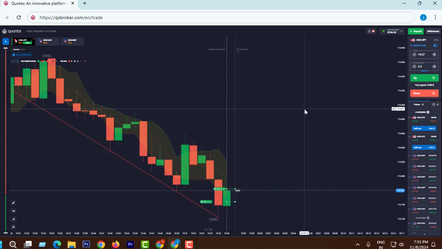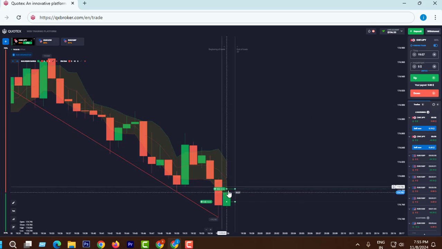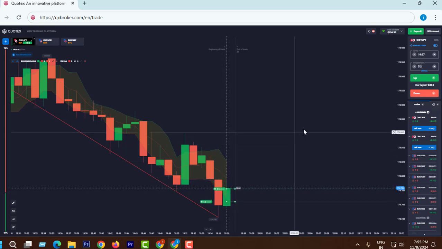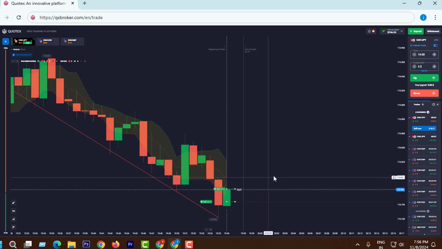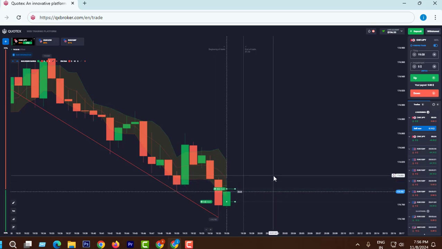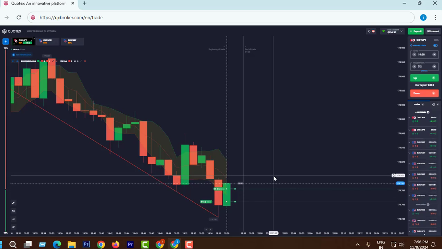Good entry point, but this trade, two trades placed, okay. Maybe one loss because the entry point is not good. Let's see.